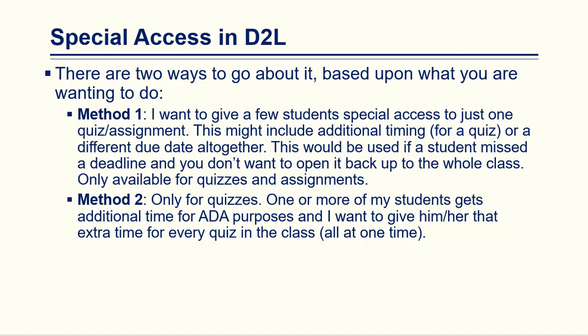Method 2 is a little bit different. Method 2 is only available for quizzes. Method 1 is available for quizzes and assignments, but not discussions. Method 2 is only available for quizzes. And this is a way to, instead of having to go into each and every quiz and give special access, you're able to do it in bulk. And that is particularly used for ADA purposes, in that the student is going to get special timing on every single quiz in the course. You're able to give him or her that special access to all the quizzes in the class at one time, which is going to save you a little bit of work and of not having to go into every single one.